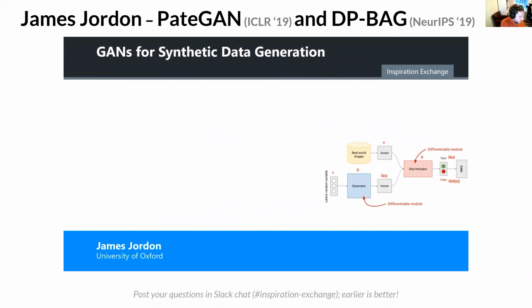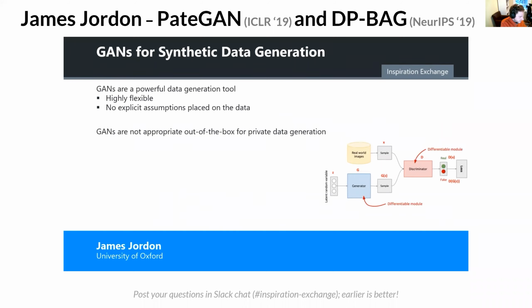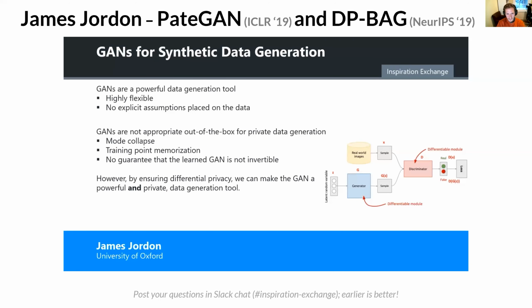Now that we've defined our notion of privacy, how might we actually generate the data? GANs have been shown in a wealth of settings to be powerful data generation tools due to their flexibility. Unfortunately, out of the box, GANs are not differentially private, and moreover suffer from a variety of problems that are worrying for data privacy outside the realm of even differential privacy, such as mode collapse, training point memorization and regurgitation, and potential invertibility. However, if we can somehow ensure differential privacy, then we can make the GAN a powerful and private data generation tool. In our PATE-GAN paper, that is precisely what we do.